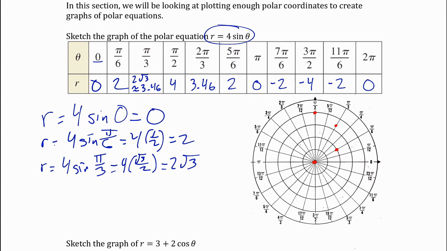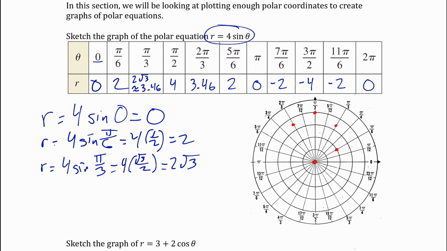Next up, 5 pi over 6. Facing 5 pi over 6, which is in this direction. And we're asked to go, oh, I'm sorry, I skipped a 1. 2 pi over 3, we're facing this angle, facing the 2 pi over 3. We're asked to go 3.46, so again, a little less than 3.5 away.